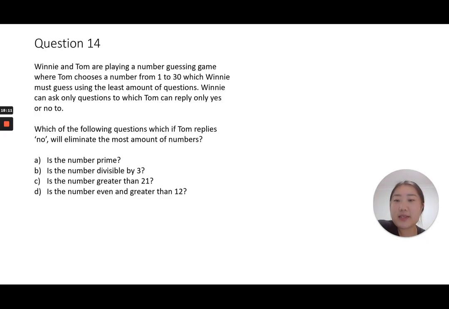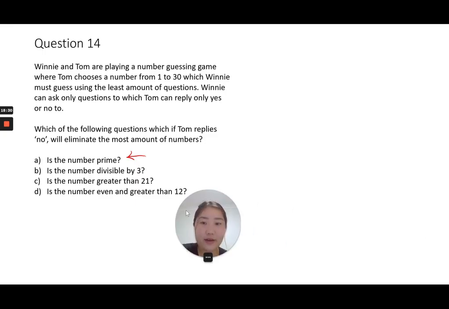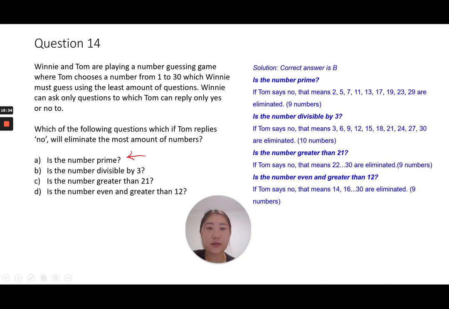What I mean is, is the number prime? If he said no, then he's saying that the number isn't prime. So you list out how many numbers aren't prime, and then it would eliminate the most numbers if you have more numbers that aren't prime. I have a list I've already made on the side to make it easier for us. Okay, there we go.